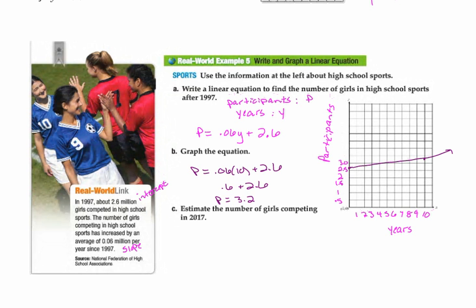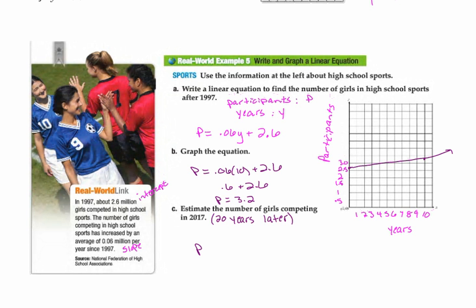Now we're supposed to estimate the number of girls competing in 2017. Okay, well, I don't see 2017 down here. But what we were looking at, again, here's our clues, after 1997. So our 0 year was 1997. So how many years later is 2017? 20. So 20 years later. Okay, so how do we do that? Well, up here we plugged in 10 years later. So now we're just going to plug in 20.